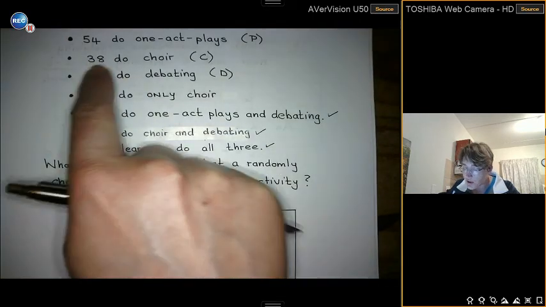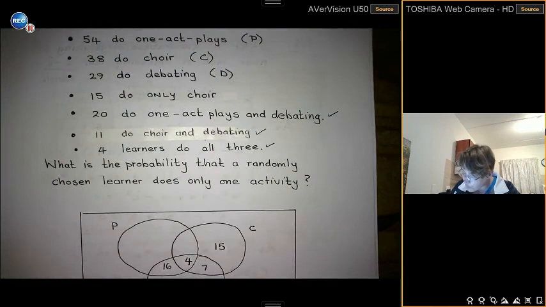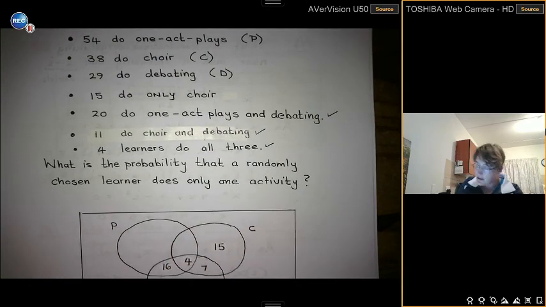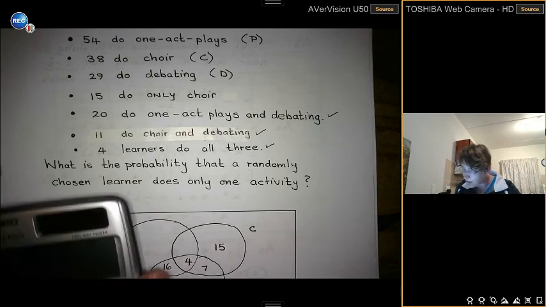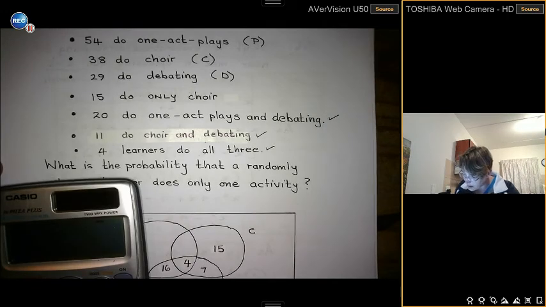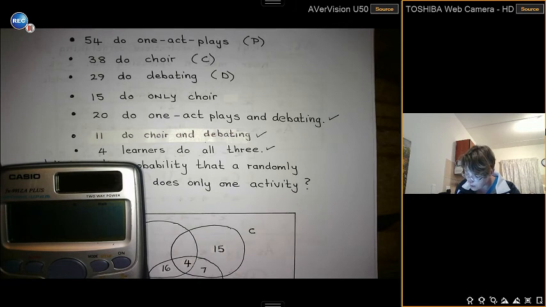Then we look at the 38 learners that do choir. I've already got those 3 spaces, which means I can now get this one, simply by saying the total for choir must be 38. But there's already a 4, a 7, and a 15. So I subtract that. So I go minus 4, minus 7, minus 15.